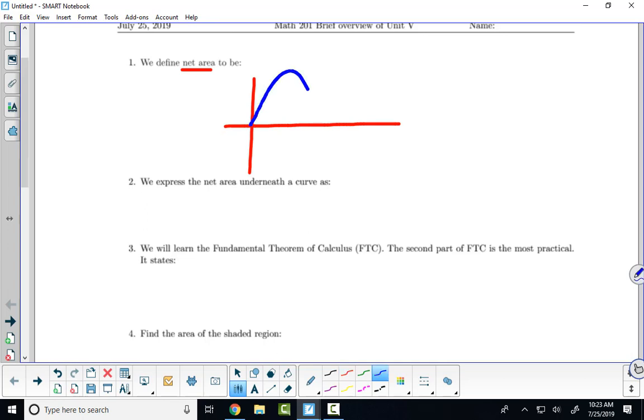So let's say we have a function that looks something like this. Here we've got this function f of x. My goal is to determine the net area underneath this curve and the x-axis. There I've shaded one particular region. Here I've got another region, and here I've got another region. So our goal is to determine what is the area underneath this curve. When we do this calculation, we expect to get what type of object? We expect to get a number when we compute this.